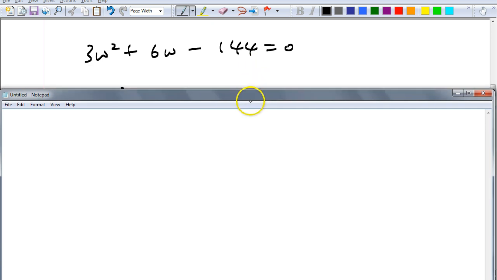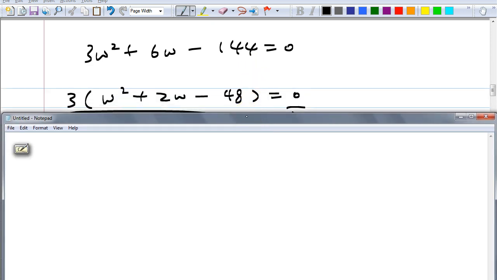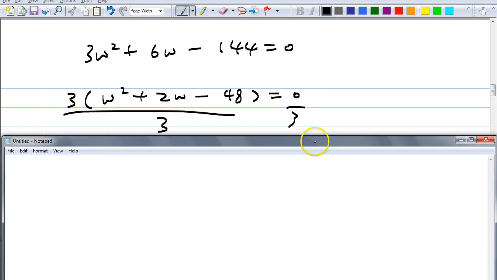Interesting. Okay, so we get 3 times W squared plus 2W minus 48 equals 0. Okay, guys, what do we do with this 3? One person knows? How about Dakota? What do we do with this 3? Since the whole thing equals 0, what can we do with this 3? Yeah, divide both sides by 3. Right? Because it's just a number. The whole equation equals 0.